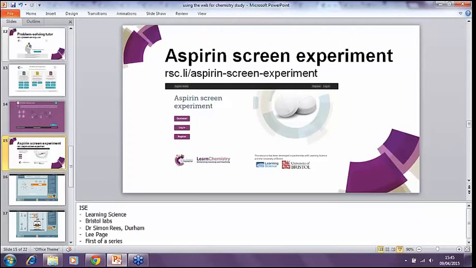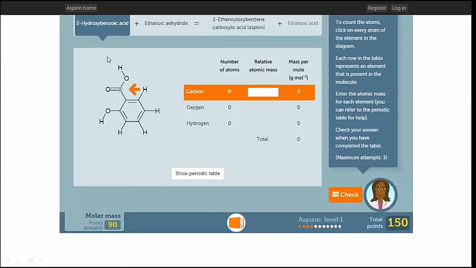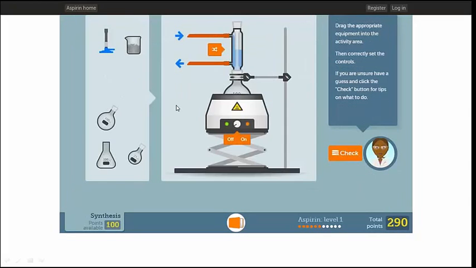Okay, so the aspirin screen experiment, you can do a quick start. It's going to ask you some questions. Here it's looking at the different numbers of atoms and the different compounds that are taking part in the reaction. You can get points for answering each of the different parts of the level correctly. Then it's going to get you to a point where you can put together the practical equipment and try it out. You could try having a heating mantle or a Bunsen burner. You can try using a conical flask rather than a round bottom flask and see what happens. You've got a small flask here, so you can see, oh, maybe that's not going to work out. It's going to be a little bit too small and your liquid's going to overflow.